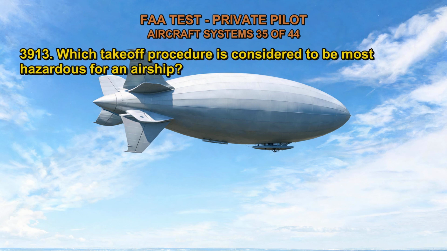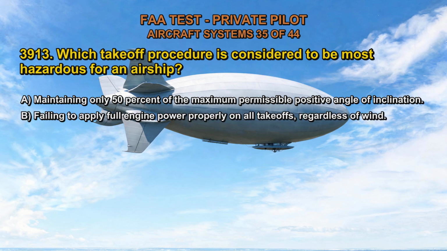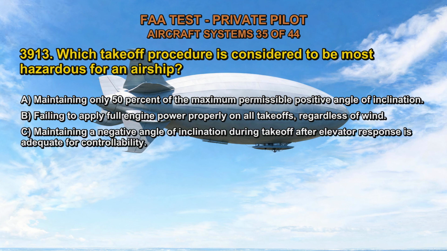3913. Which takeoff procedure is considered to be most hazardous for an airship? A. Maintaining only 50% of the maximum permissible positive angle of inclination. B. Failing to apply full engine power properly on all takeoffs, regardless of wind. C. Maintaining a negative angle of inclination during takeoff after elevator response is adequate for controllability.